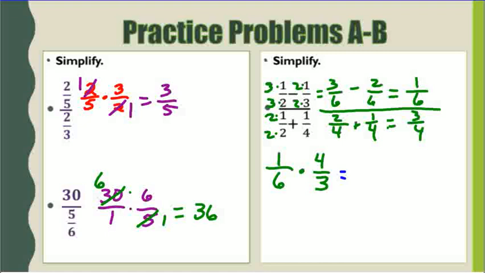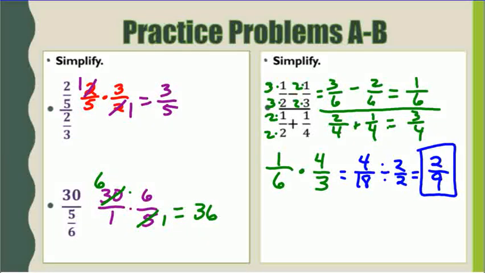So 4 times 1 is 4. 6 times 3 is 18. And then I can divide by 2/2 in the numerator and denominator. That will give me 2/9. And that would be our answer for that complex fraction.